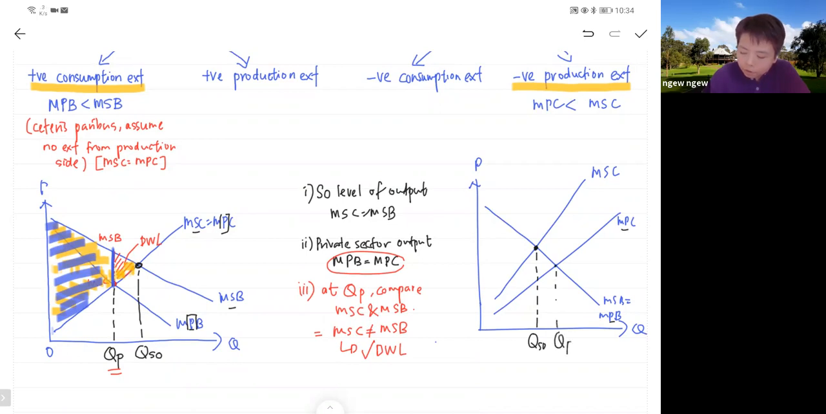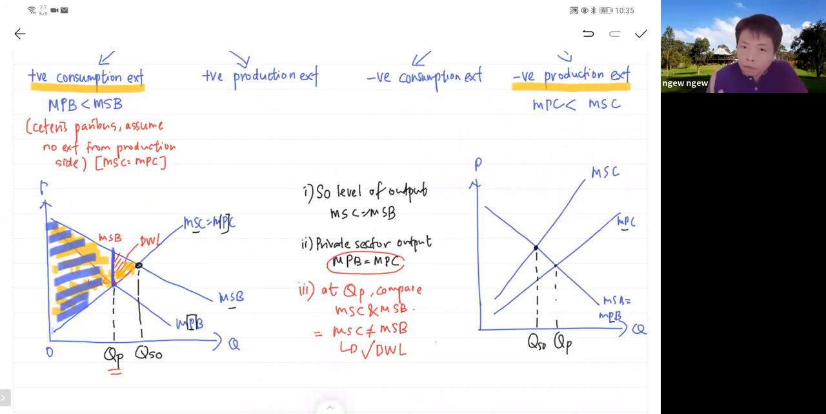Private sector output. Apparently, you can see the actual output in the economy is more than the socially optimum level of output. This is a case of overproduction. You produce too much already. So we can use this diagram for demerit goods if you want.